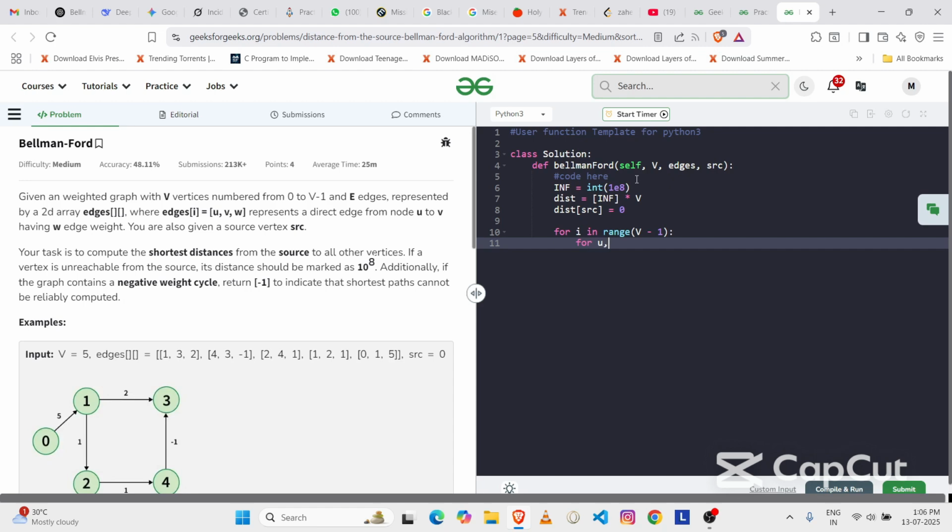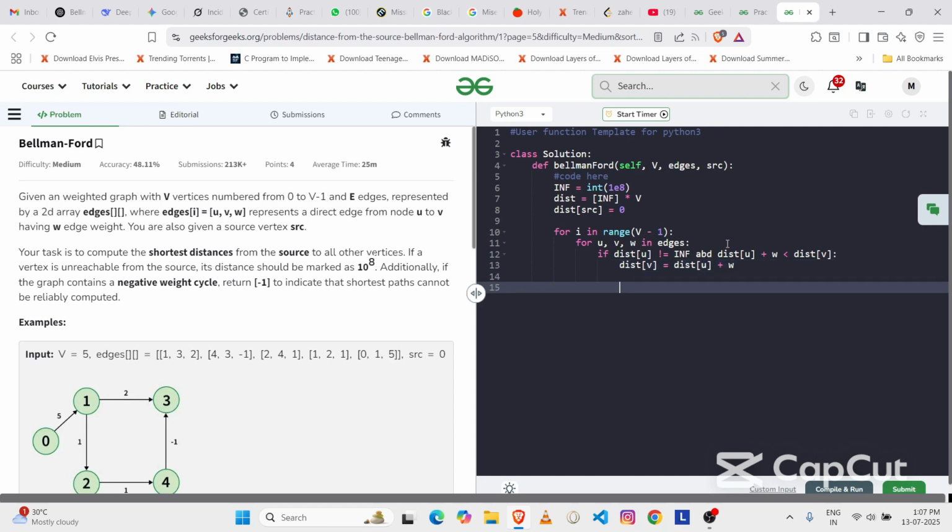So for doing that, for u, v and w in our edges, this u, v, w comes from here because we have u, v, w edges. Now, if our distance of u is not equal to infinite, and distance of u incremented with weight is less than distance of v, if that's the case, then we declare that distance of v is equal to distance of u plus w.